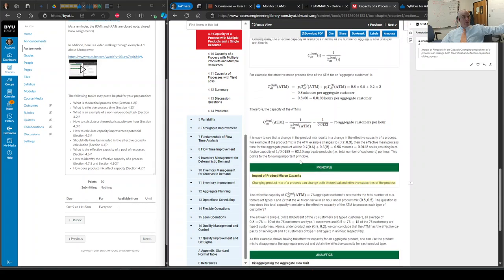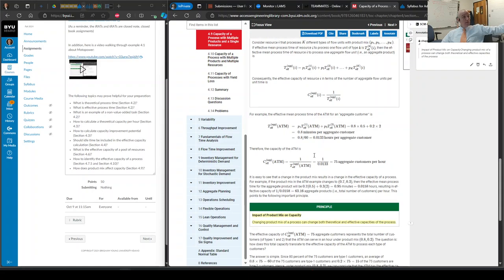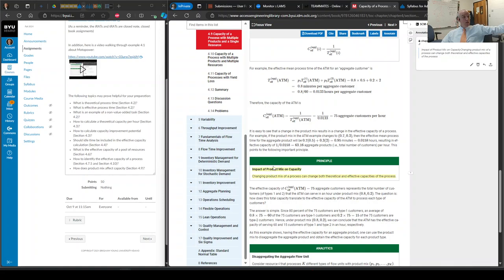So you can read this section to figure out more about what that means and what the impact of changing the product mix on capacity is. And it turns out it changes both the theoretical and the effective capacities of the process. I think that's going to be helpful.